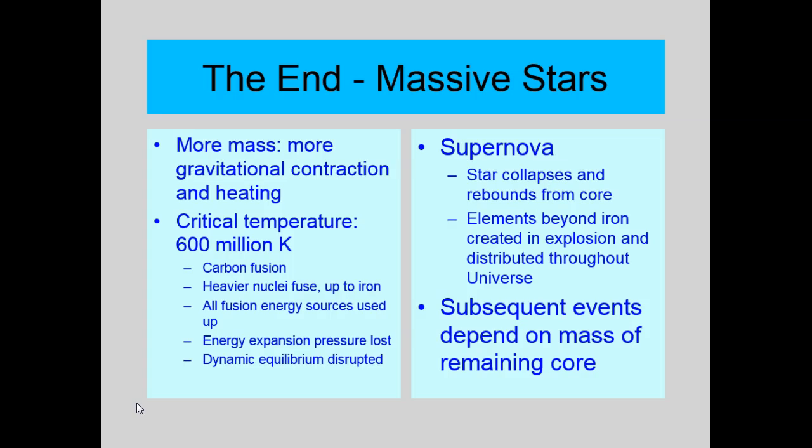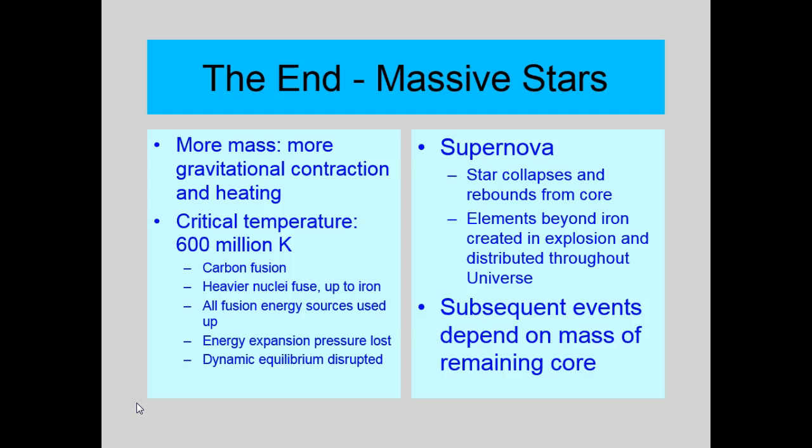Now, the more massive stars. What happens here? The more mass, the more gravitational contraction, the more heating you have. Now what happens is that carbon that's in the center, that was the end state for the less massive star, still is contracting and heating. Now the critical temperature is 600 million K, and at that point, the more massive stars actually get carbon fusion.